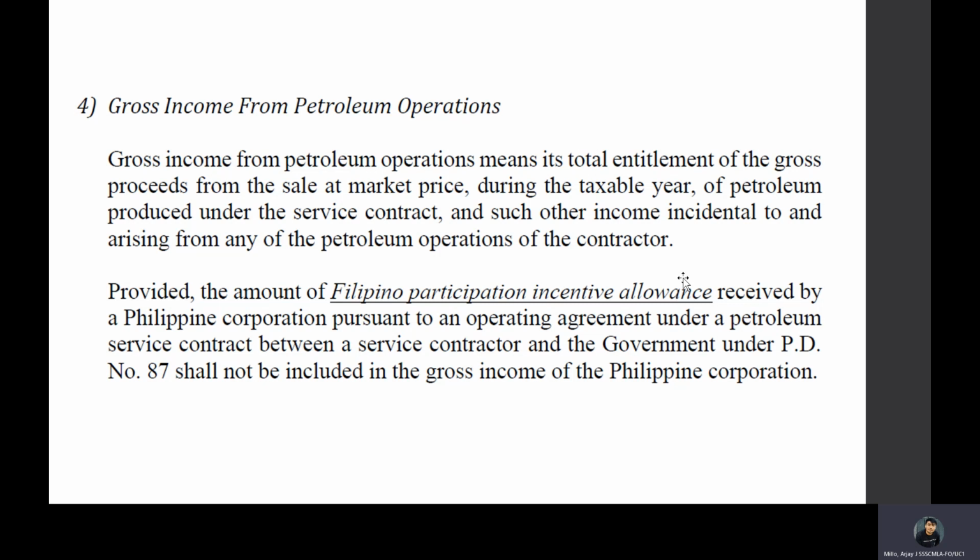So yung sinasabi lang dyan, yung total entitlement ng proceeds from the sale at market price. So kung magkano lang yung entitlement natin dun sa petroleum operation natin, and then less yung any cost plus yung other incidental income. Tapos may additional provision lang, no, yung Filipino Participation Incentive Allowance. So yun yung minimum of 1.5% na may maximum of 7.5% ng gross proceeds for service contractors. So dito, at least 15% dapat yung participation ng Filipino companies sa mga petroleum contract para ma-consider or maging allowed siya dito sa Filipino Participation Incentive Allowance.